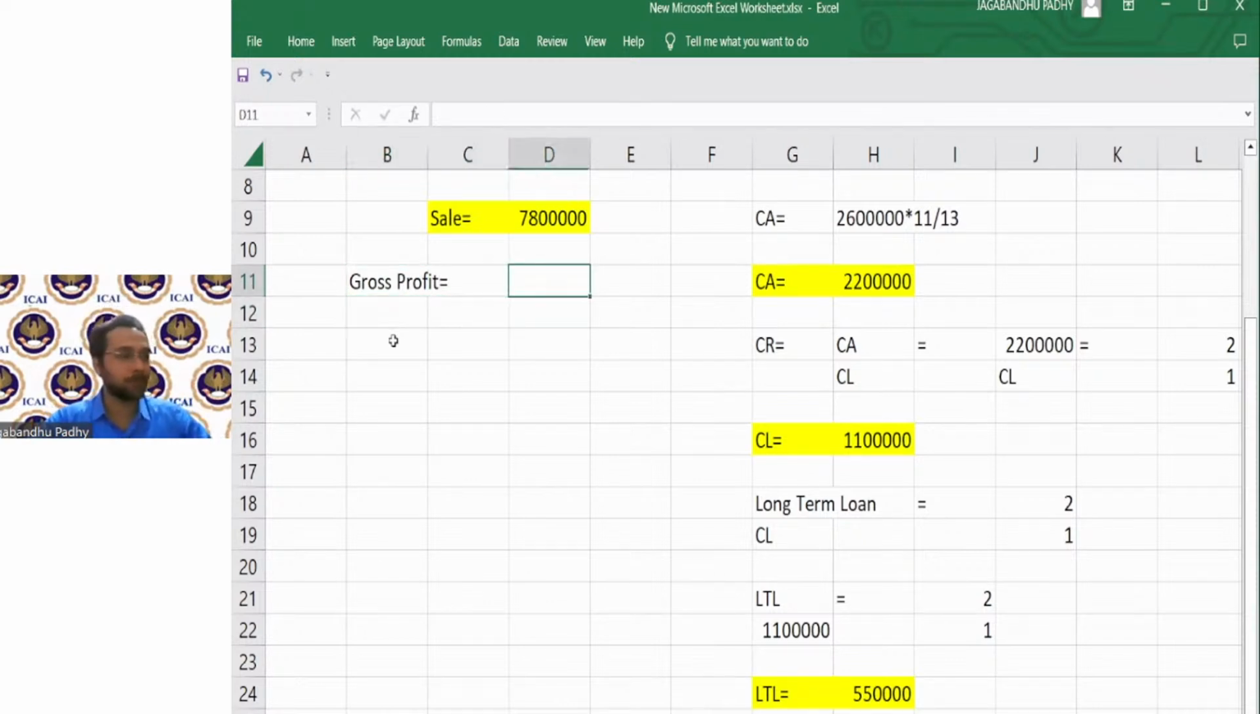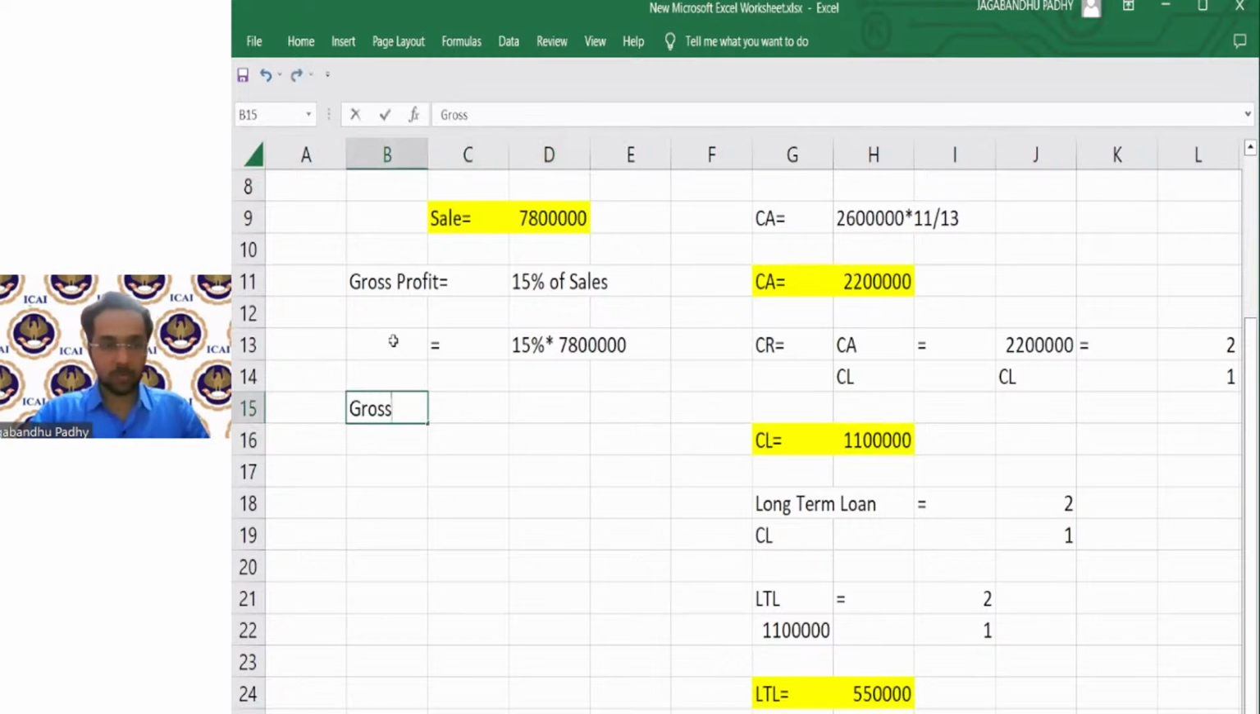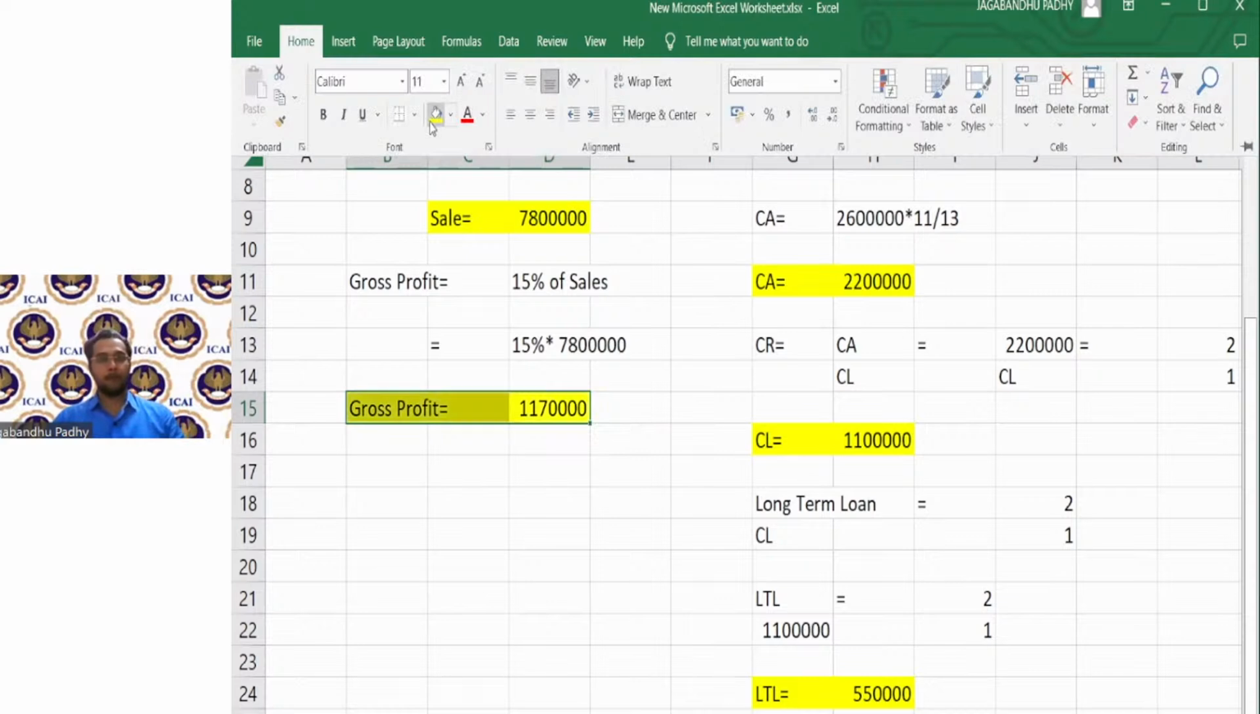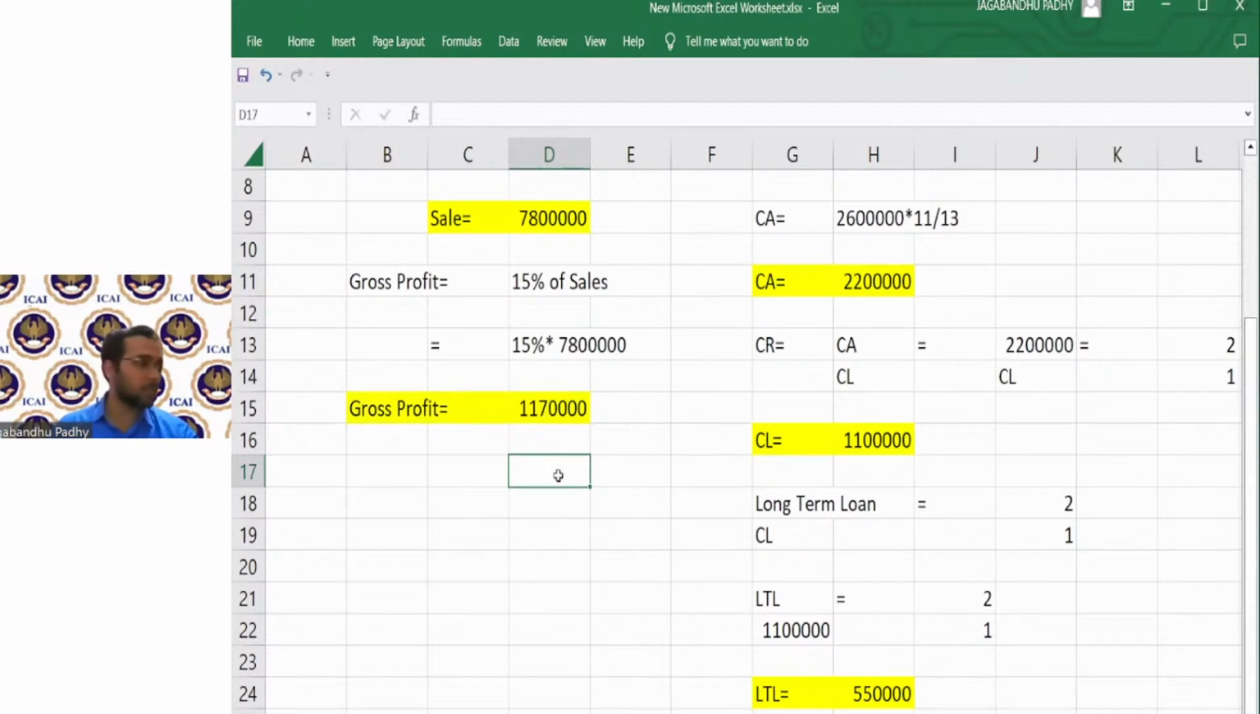So gross profit is 15% of sales. That's equal to 15% of 78 lakh, right? We can simply say the gross profit is equal to 78 lakh multiplied by 15%. That's 11 lakh 70,000. We get the gross profit figure as 11 lakh 70,000. Gross profit is 11 lakh 70,000.